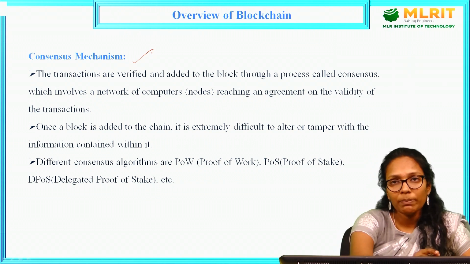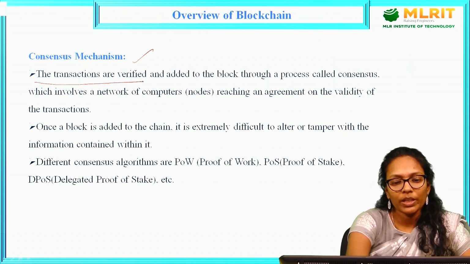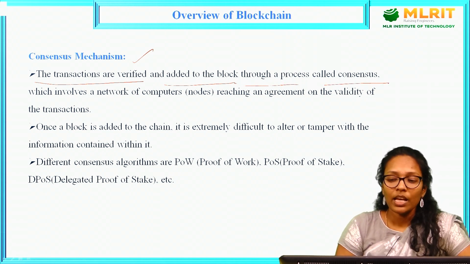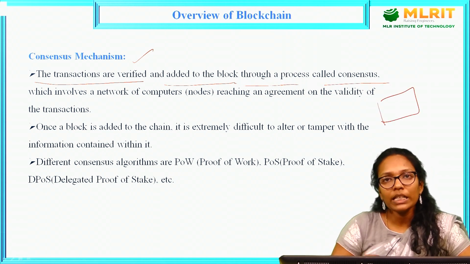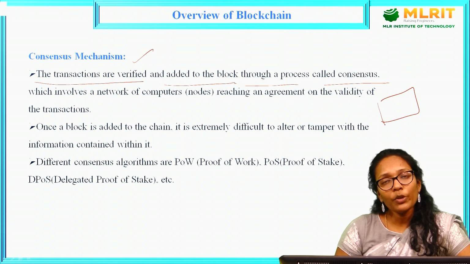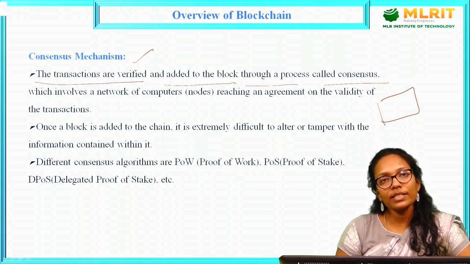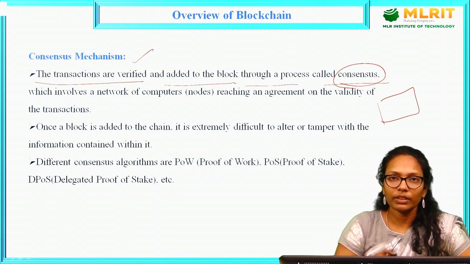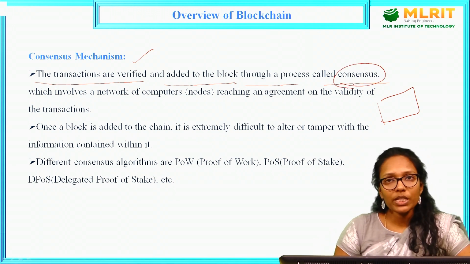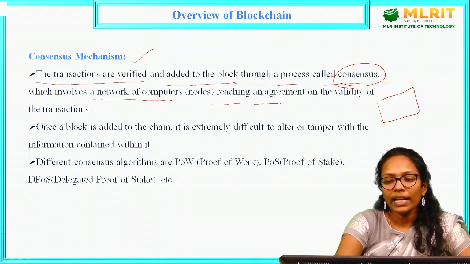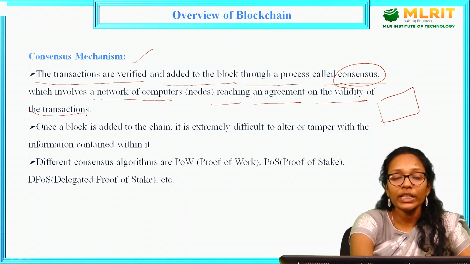So what is meant by consensus? The transactions are verified and added to the block through a process called consensus. A block is nothing but a collection of transactions. Then how are you adding the transactions to that block? There should be a validation process. That validation process is what you call consensus. To perform this consensus, it involves a network of computers reaching an agreement on the validity of the transaction.